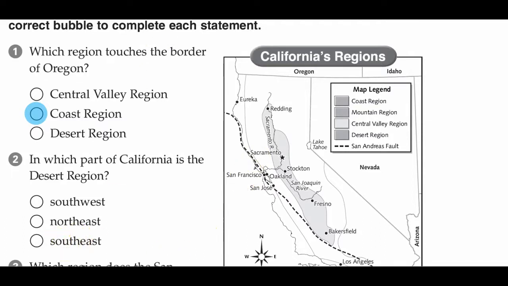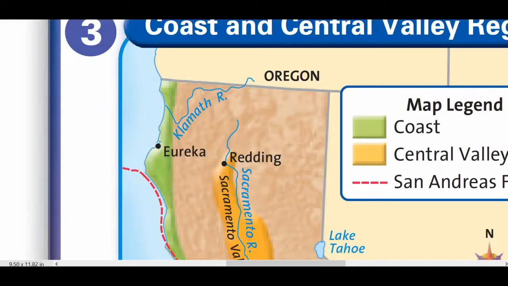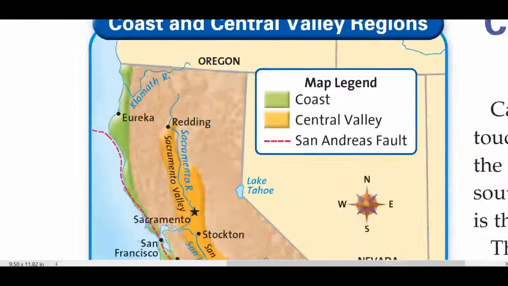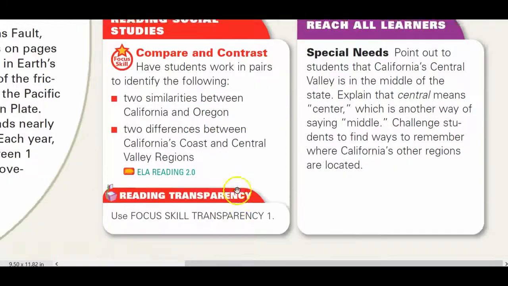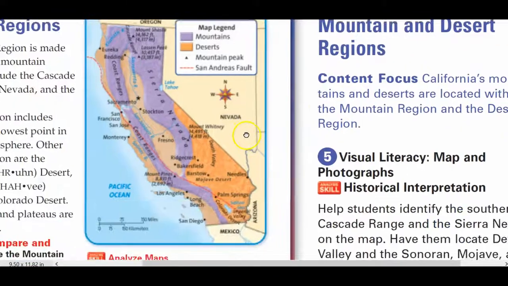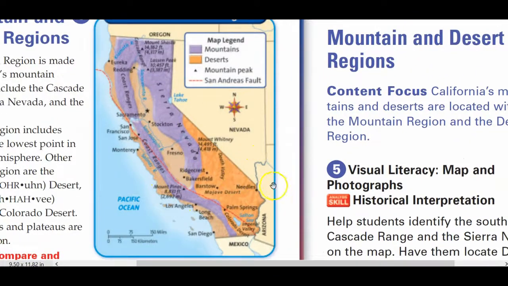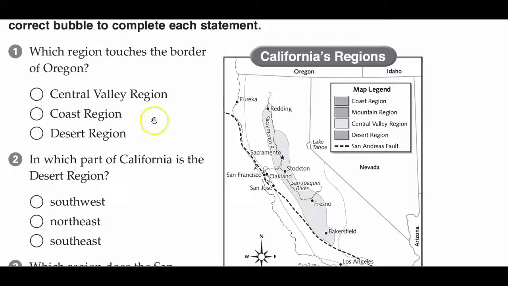In which part of California is the desert region? Southeast. So if I go back, southeast right here in this area. Here's a better map. See? Southeast right here. So that would be it right here, southeast.